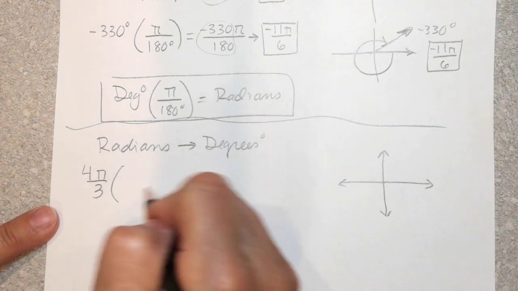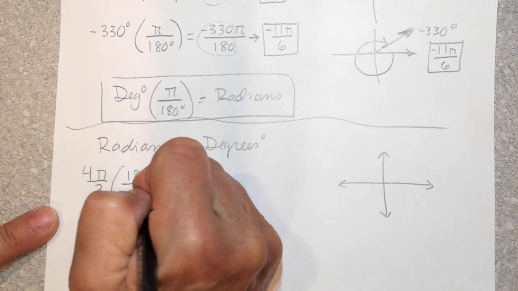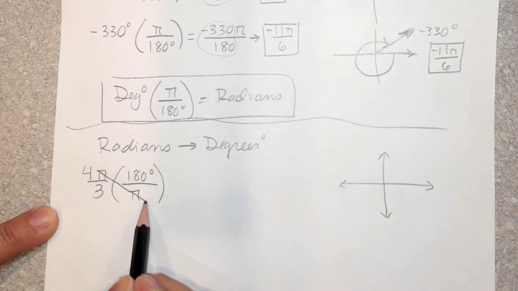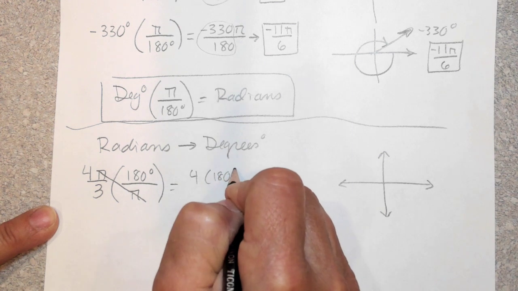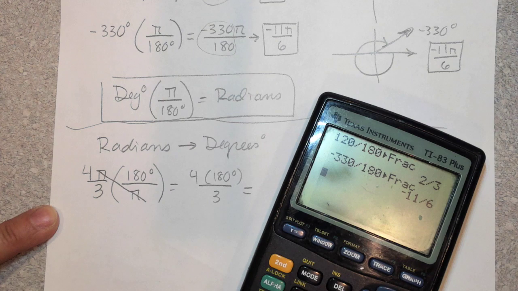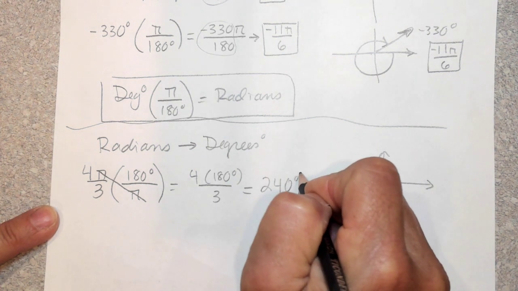So I'm going to go with my conversion factor, but this time, since I have radians, I need to put my radians on the bottom, my degrees on the top. Now I have pi in both, so those cancel. And all I have left is 4 times 180 over 3. So again, just really a calculator thing. So 4 times 180 over 3 tells me that that's the same as 240 degrees.